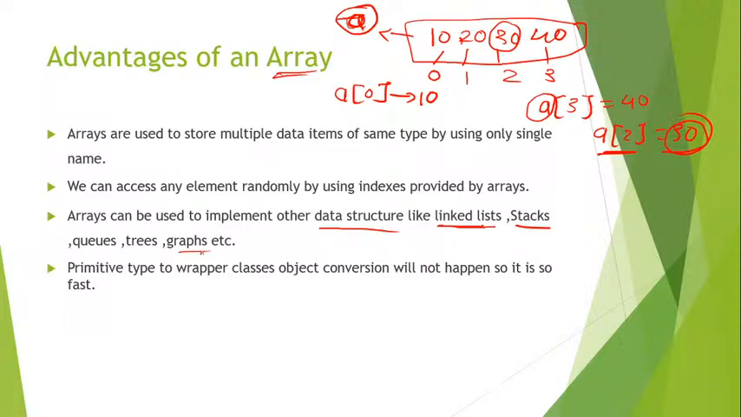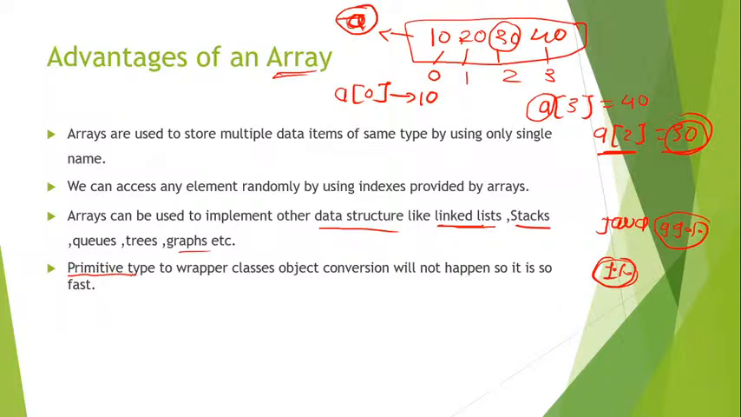With primitive types, conversion to a wrapper class object will not happen, so it is so fast. Now I'll tell you, Java is 99% object oriented, 99%. But still this 1% is not object oriented. Why? Because of primitive data types.